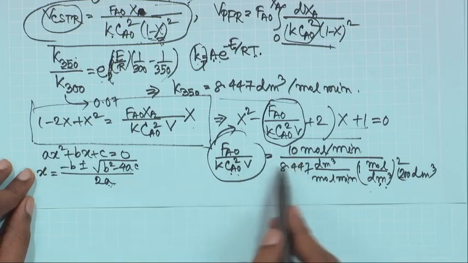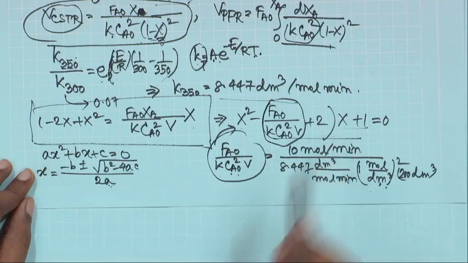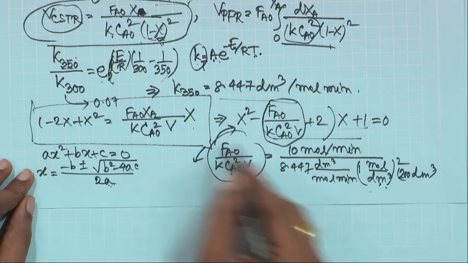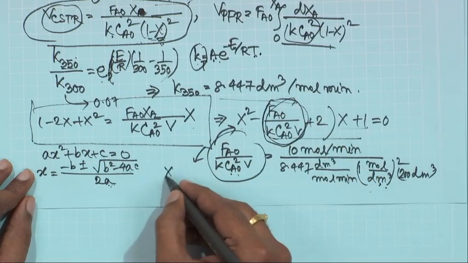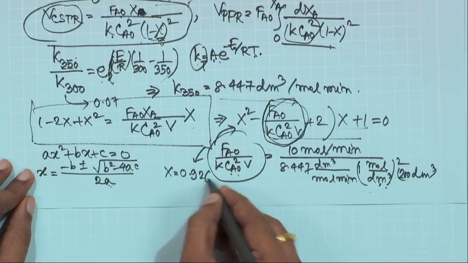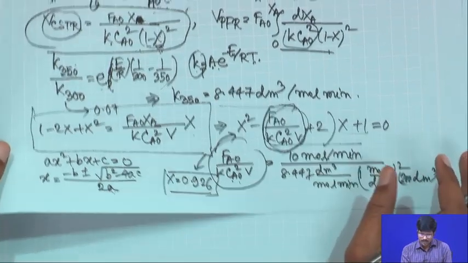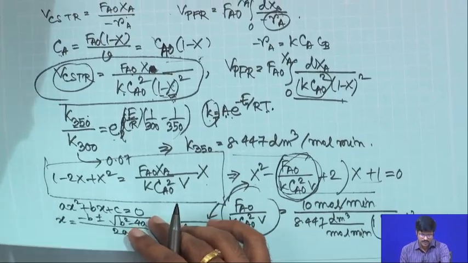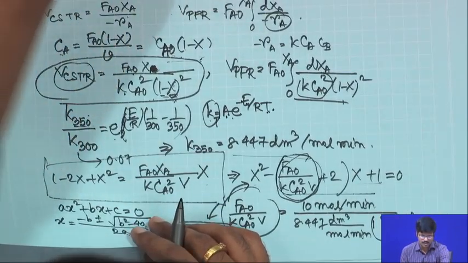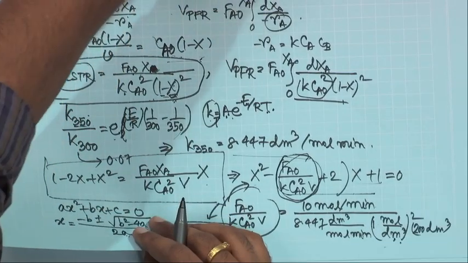Here only one solution is feasible. You can work it out, and the value of x that you will get, because you know this value, will be equal to 0.926. So, 92.6% conversion.